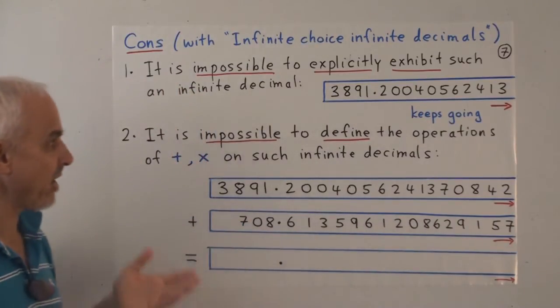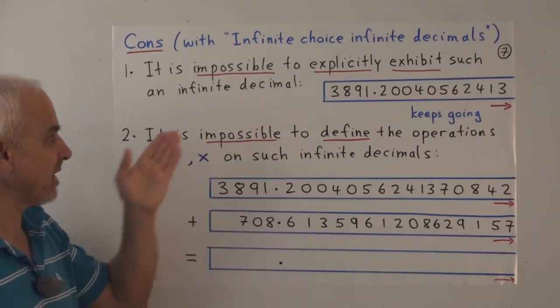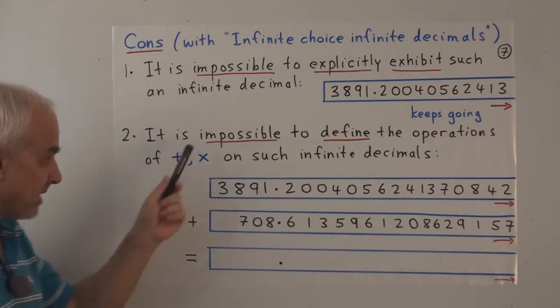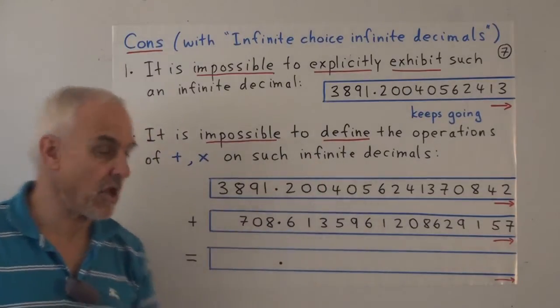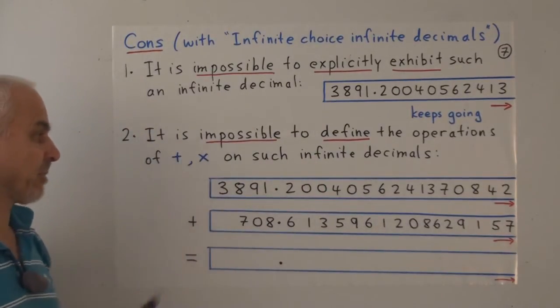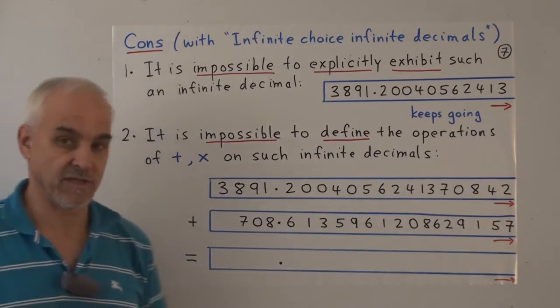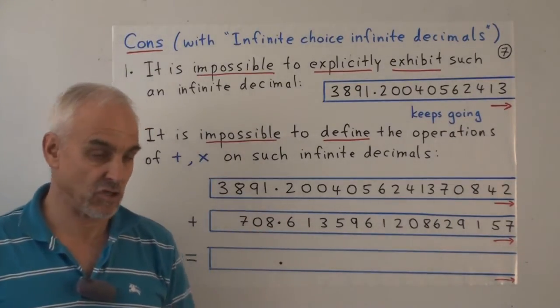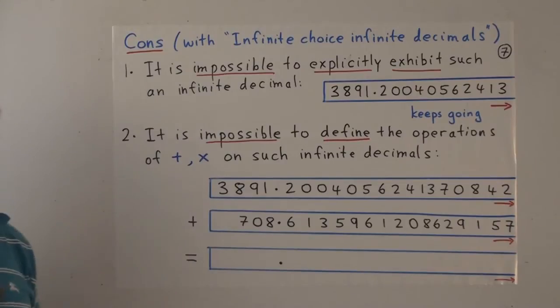The point is, you cannot actually exhibit explicitly such an infinite decimal. Second point, it is impossible to define the operations of addition and multiplication on such infinite decimals. And we won't even speak of subtraction and division. So, why is that? Why can't we perform these operations?